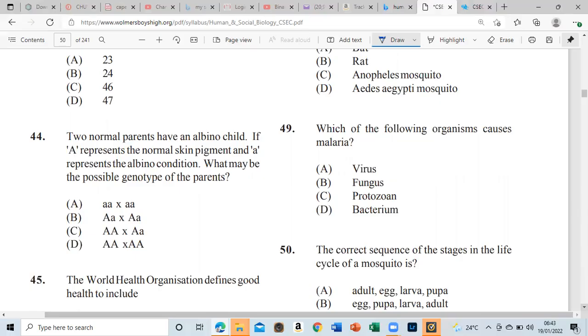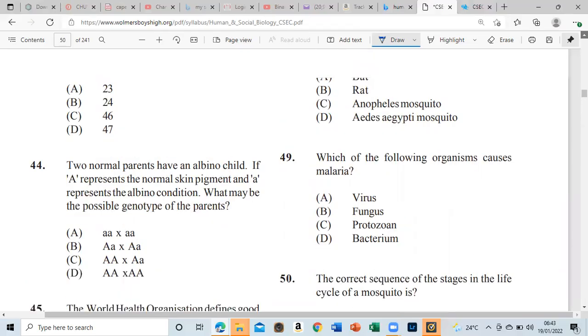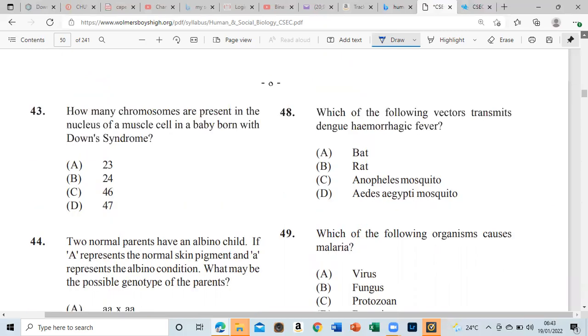And 44. Hold on. All right. How many chromosomes are present in the nucleus of a muscle cell in a baby born with Down syndrome? Is it 23, 24, 46, or 47? And 43 is 47.